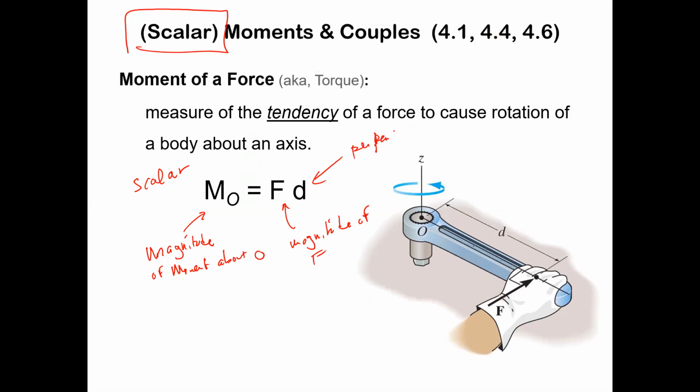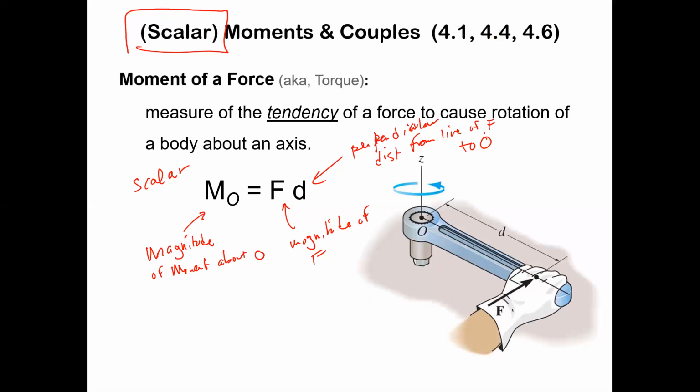The trick here, and the reason vector formulations are a little bit easier, is because you don't have to worry about that. The perpendicular distance is from F to O. More precisely, it's from the line of action of F, F extending as a line infinitely in both directions. The closest approach that line comes to the axis of rotation, that's what D is. It's the shortest distance between a point and a line.